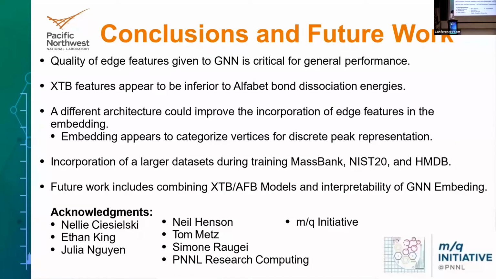As always, with any deep learning problem, we would like to incorporate larger data sets. And for future work, or immediate future work, we would like to combine both the XTP and alphabet models to see if we can get a net performance boost combining those two representations. And we'd also like to dig in further on the interpretability of the GNN, essentially reading the tea leaves of what exactly the representation is encoding.